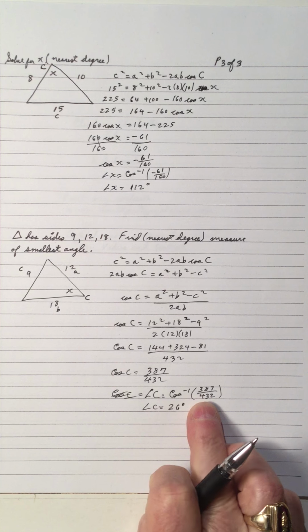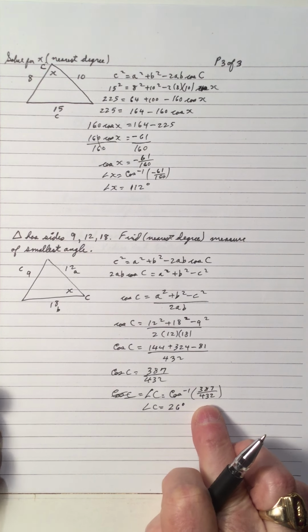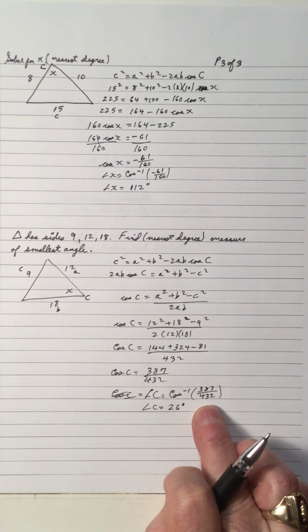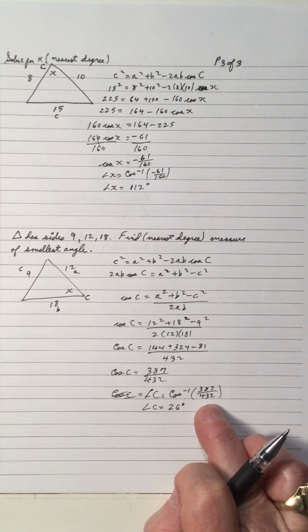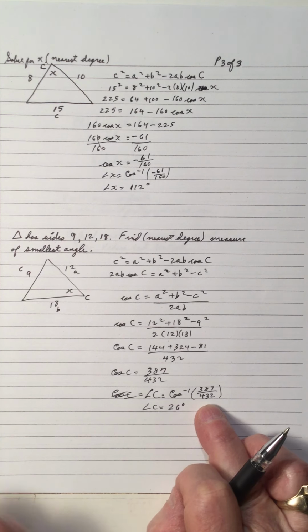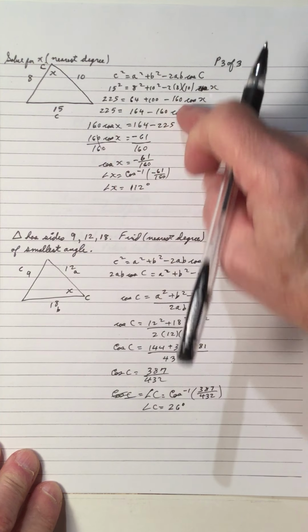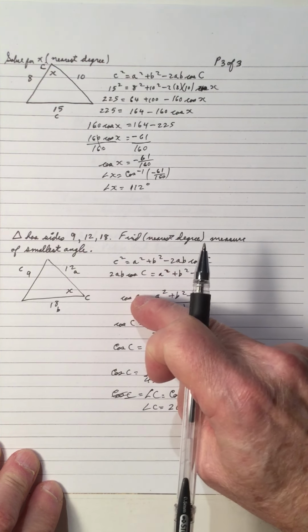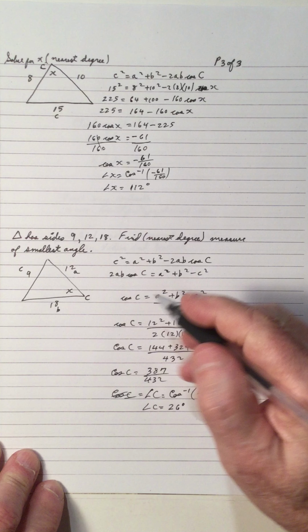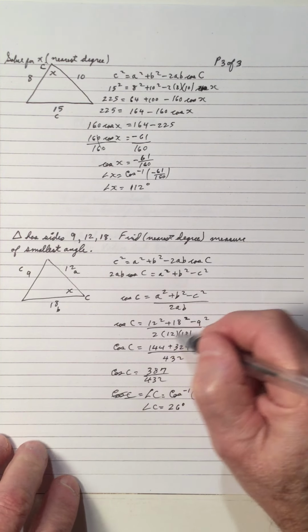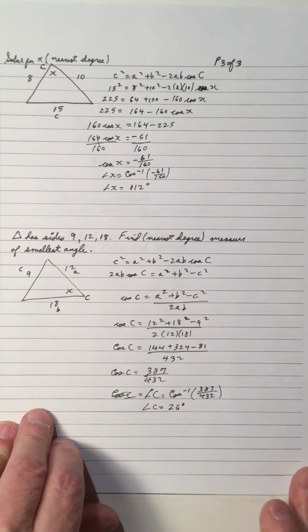Again, you could change the 387 over 432 to a decimal and go inverse of the decimal, but you still get the same answer. So that's working out the cosine law when you have three sides. So you got two choices: plug it in and solve it like this, or solve it for cos of the angle C first, like this, and then plug all the sides in. It's your choice which way you want to do it.